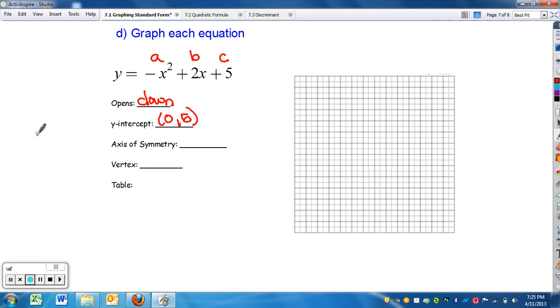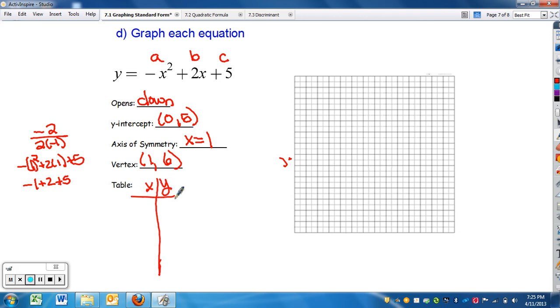The axis of symmetry, we have negative 2 over 2 times negative 1. That gives me an axis of symmetry at 1. My vertex is at x equals 1. So we go negative 1 squared plus 2 times 1 plus 5. So you have negative 1 because 1 squared and then the negative's on the outside. Plus 2 plus 5 is 6. All right, (1, 6), (0, 5).